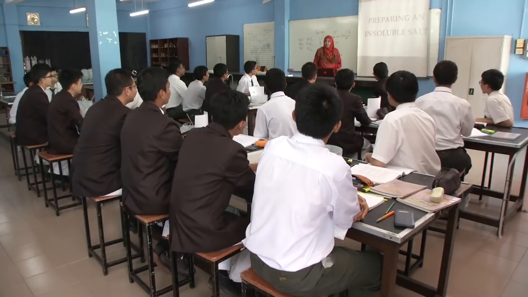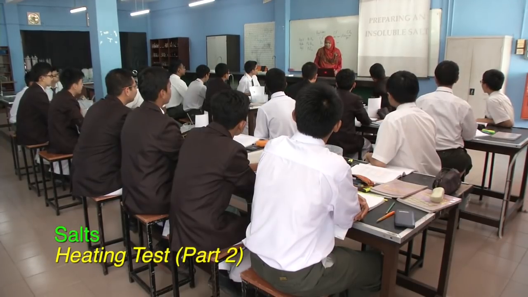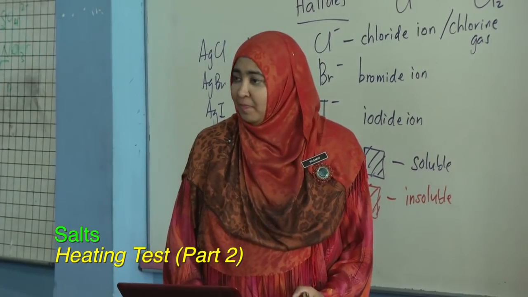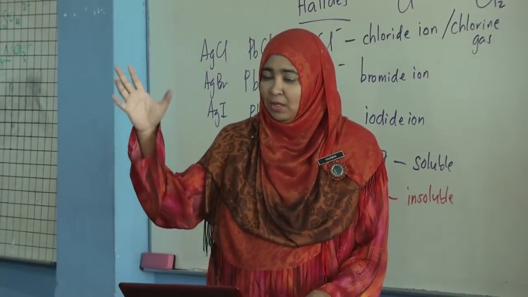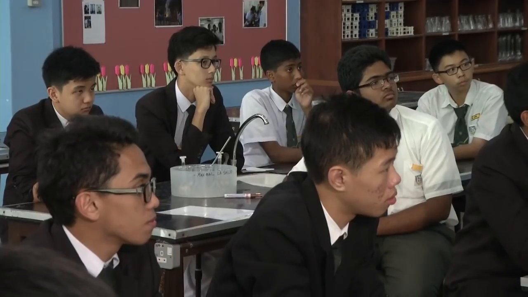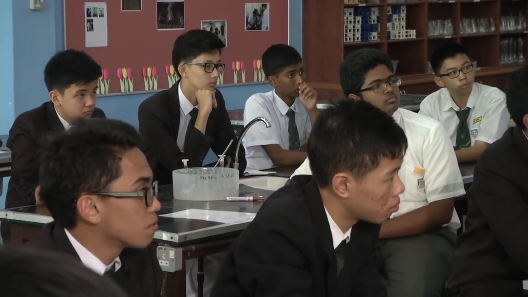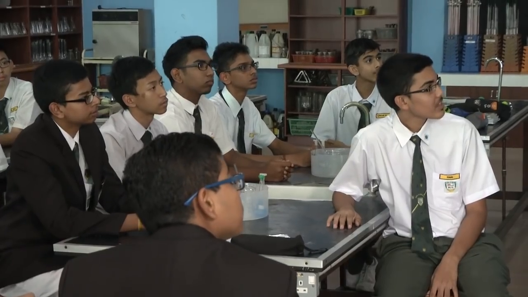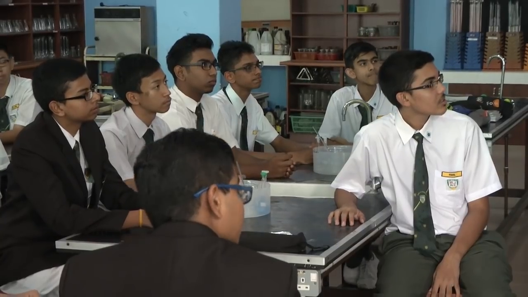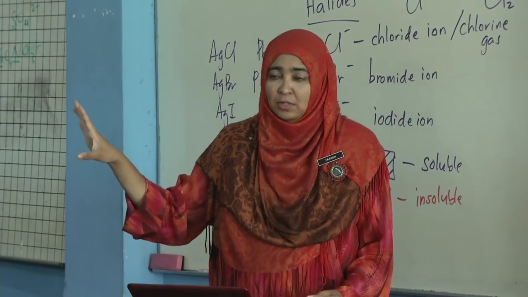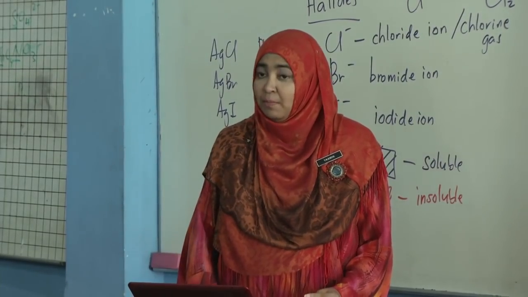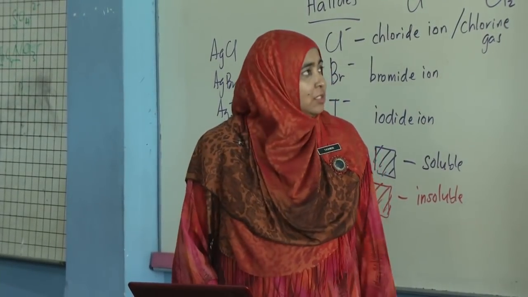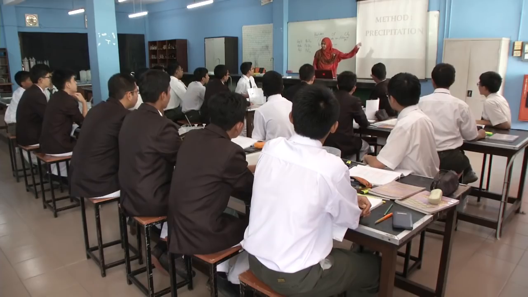Okay, now that you have identified the insoluble salts, we are now to prepare the insoluble salt. If you can see on your table, in the basin, we have already prepared, the lab assistant has already prepared two solutions in a volumetric flask for you to carry out the experiments later. But before you can carry out the experiment, you need to know the method to carry out the experiment. Okay, what is the method?